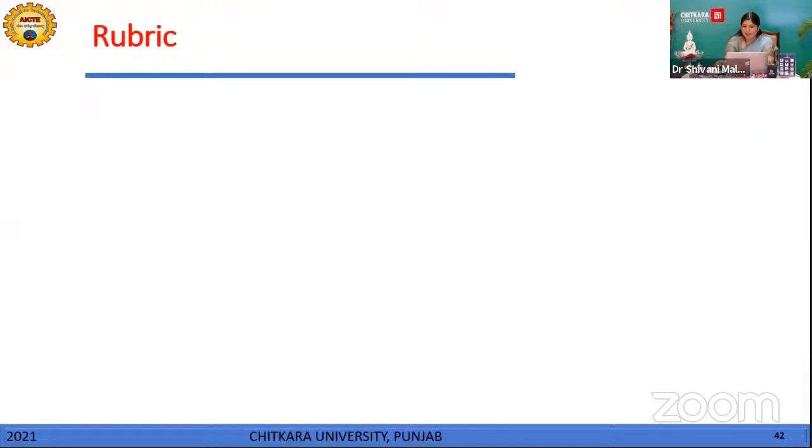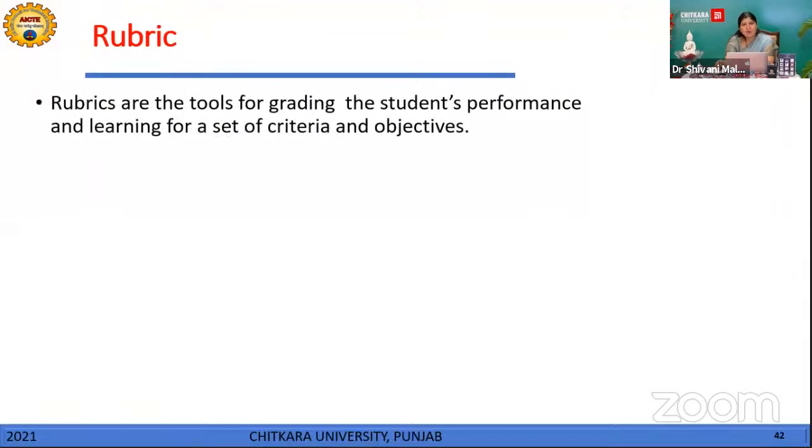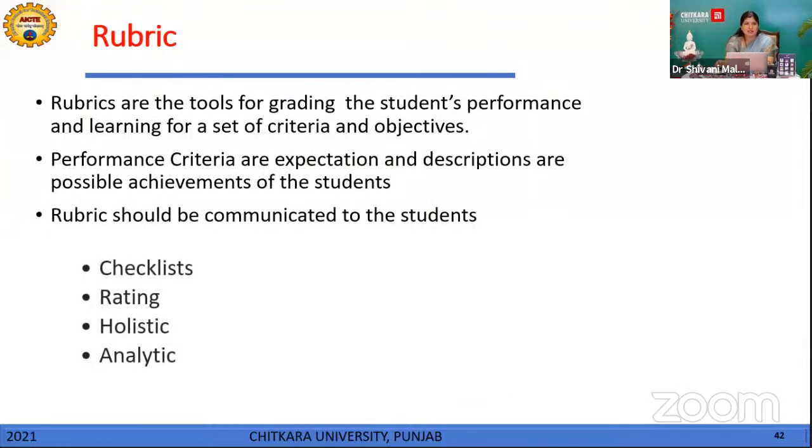Another important thing in the examination plan is the rubric, right? If we don't have a rubric with us, we won't be effectively declaring what we are expecting from our students. So what is a rubric? Rubrics are tools used for grading student performance and learning against a set criteria and objective.